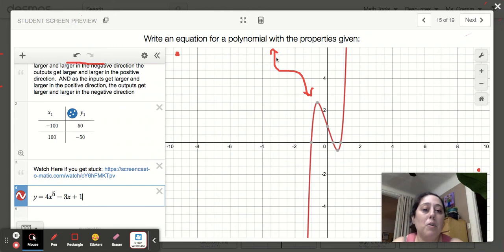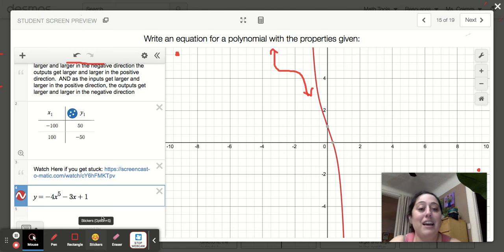So this starts down. I want it to start up. So again, I'm going to go to that lead coefficient and turn it into a negative. Now I start up and I end down. So the end behaviors match. I have an odd exponent and I have at least two, in this case three, terms.